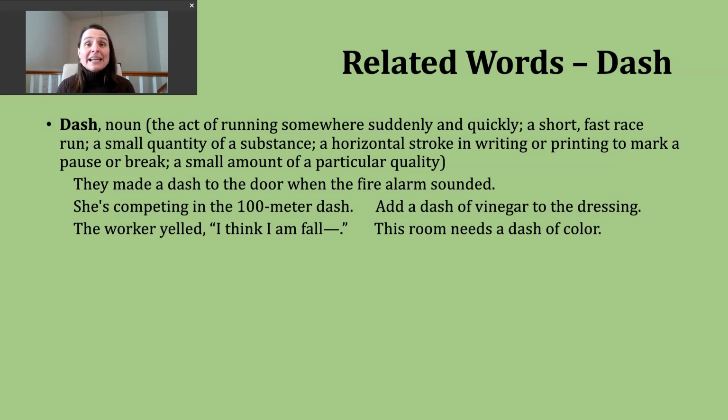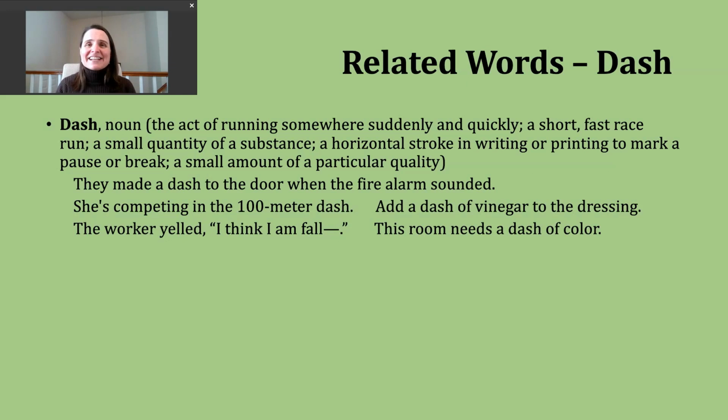A second way you hear dash used is to refer to short, fast races. So you might think of the word sprint. That's used quite often. So an example of this: She's competing in the 100-meter dash. Okay? Sometimes we'll hear that in connection to track events.